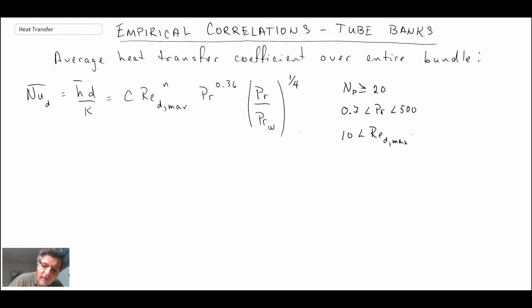And in a moment, we'll talk about what Re_D,max refers to. But it's from 10 up to 2 times 10 to the 6 that is the range of Reynolds numbers that this correlation applies for.